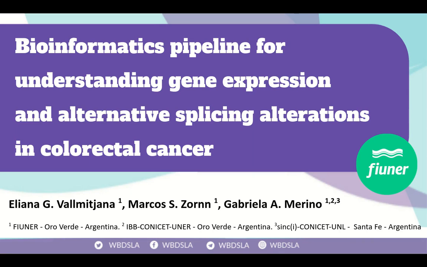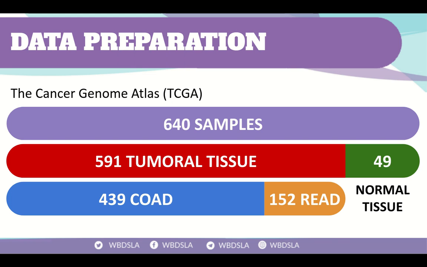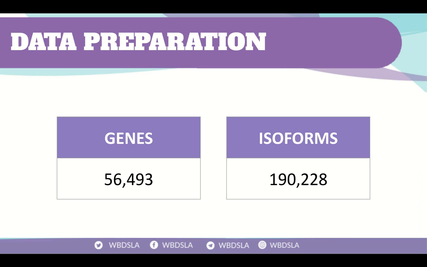Hello, my name is Eliana Vallmitjana and I'm going to talk about a bioinformatics pipeline for understanding gene expression and alternative splicing alterations in colorectal cancer. The data we used was downloaded from the Cancer Genome Atlas. Samples are from tumoral and normal tissue. Most of the tumoral samples come from colon adenocarcinoma and the rest are from rectum adenocarcinoma.